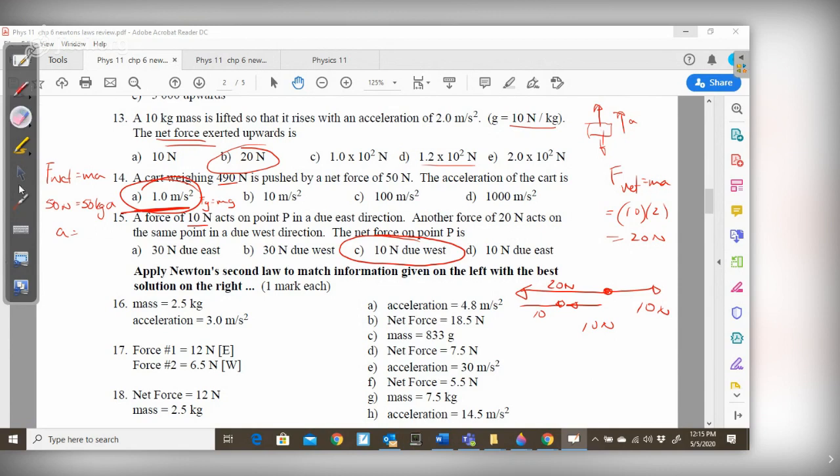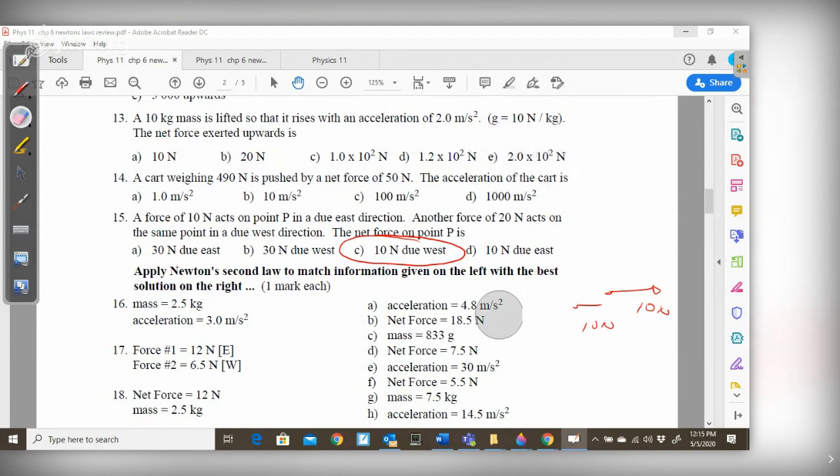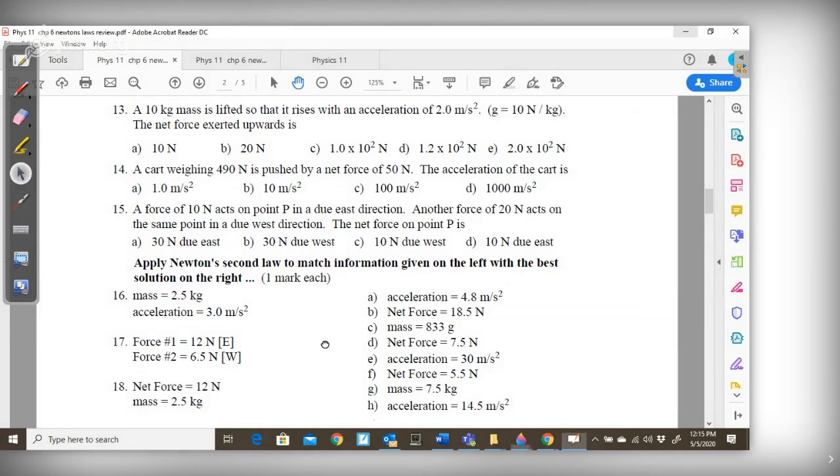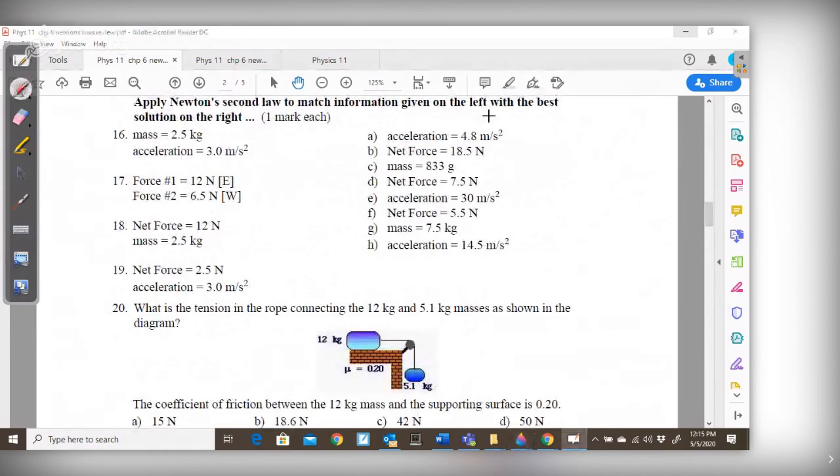Okay, before we go on, I'm going to erase these things. Now you can always pause these things. You can rewind the video and go backwards so that you can refresh your mind, or if you're missing something as I go through. So we want to apply Newton's second law of motion given on the left with the solution on the right.